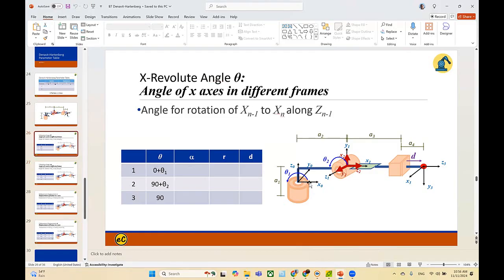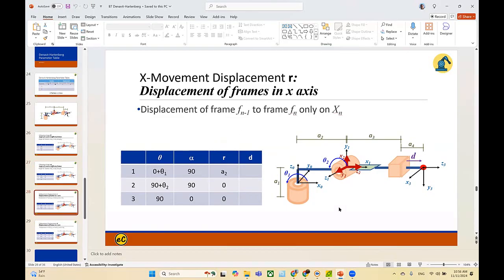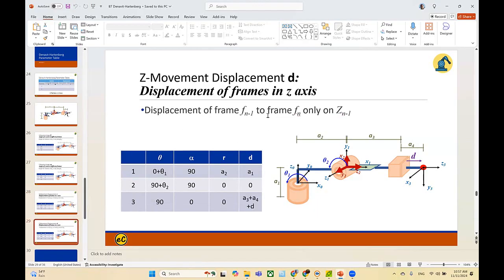Theta is the rotational one, based on your rotational joint. Alpha is the fixed angle change. And then displacement also has an R, according to the extension. It's a movement displacement. Another one is D.